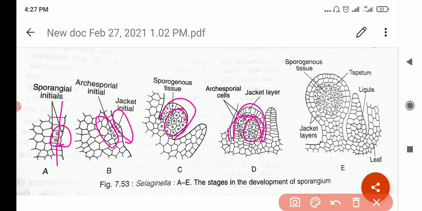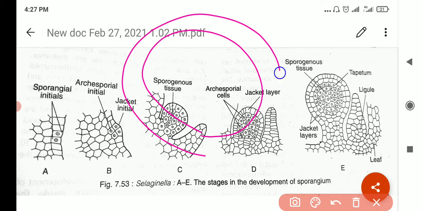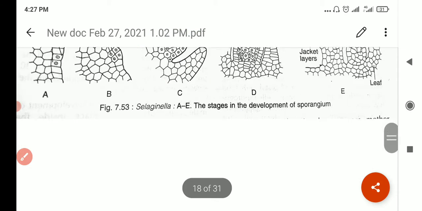Then these archisporal cells will become the sporogenous tissue, and then from this sporogenous tissue we can see one layer of tapetum. Tapetum is a nutrition layer, it will give nutrition to the sporogenous tissue, and above the tapetum are the jacket cells. So it's like this: jacket, double jacket, then tapetum, and then sporogenous tissue inside. So it will be very easy now.